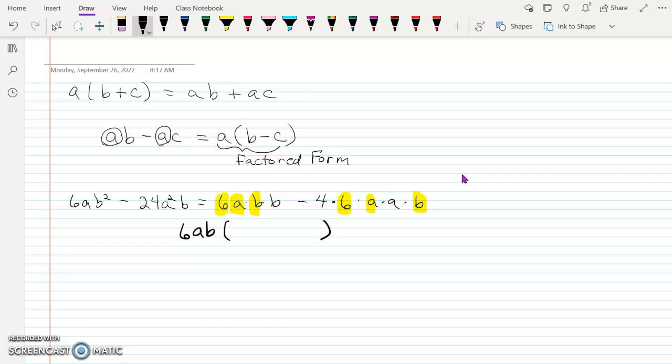And then basically I'm going to divide 6ABB, or 6AB squared, divided by 6AB is going to leave me with a B minus. And then when I divide it out of the second term, I'm left with a 4A. And this is what we're calling factored form.